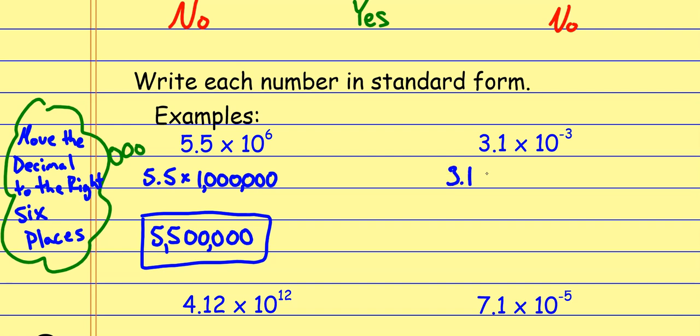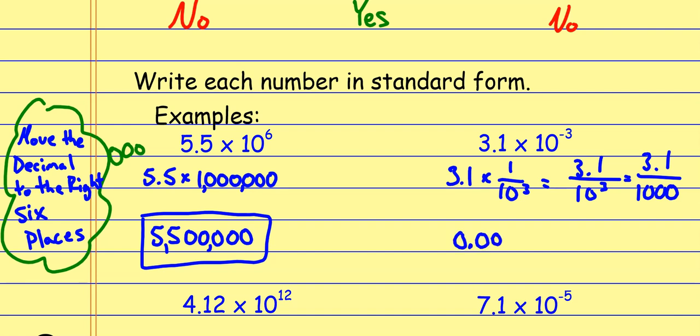This is 3.1 times 10 to the negative third. Well, remember, negative exponents mean I actually want to divide by that 10 to the third. So really what this is saying is 3.1 divided by 10 to the third. And again, 10 to the third power is 1,000. And if I actually divided those things, you could grab a calculator and do it. It would be 0.0031, all right?